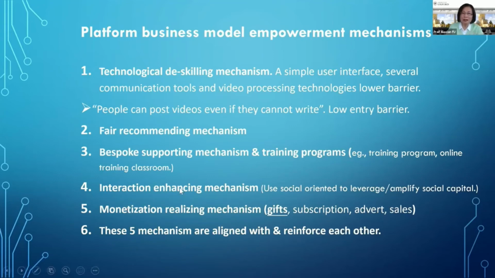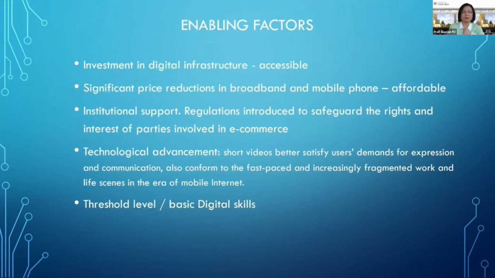They also have an interaction enhancing mechanism to enhance the social interaction, because the main income value creation comes from gifts. Number 5 is the monetization and realization mechanism. You can get income from gifts, subscription, advertisement, and direct selling. Many of these come from the social interaction, so they have an interaction system. And all these 5 are coherent, reinforce each other and are aligned with each other.